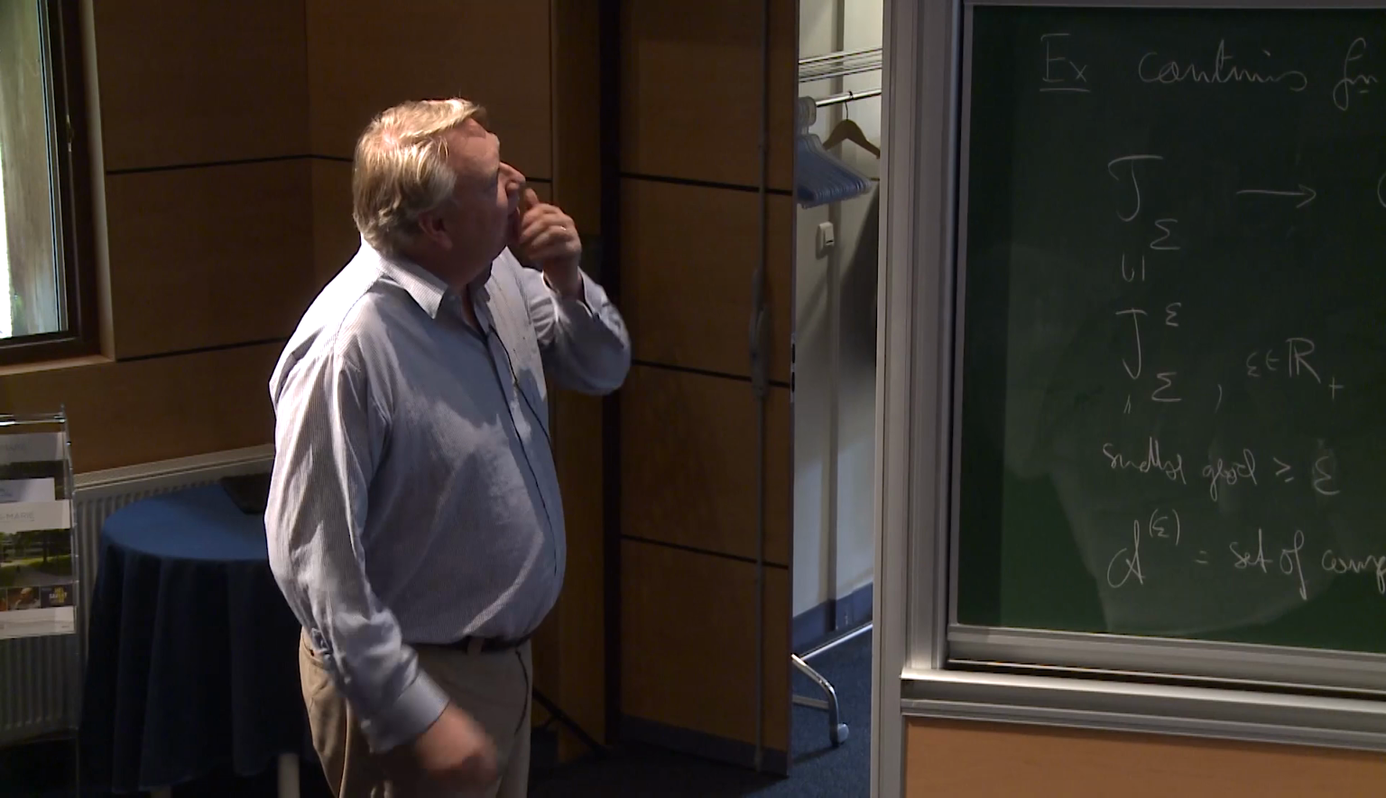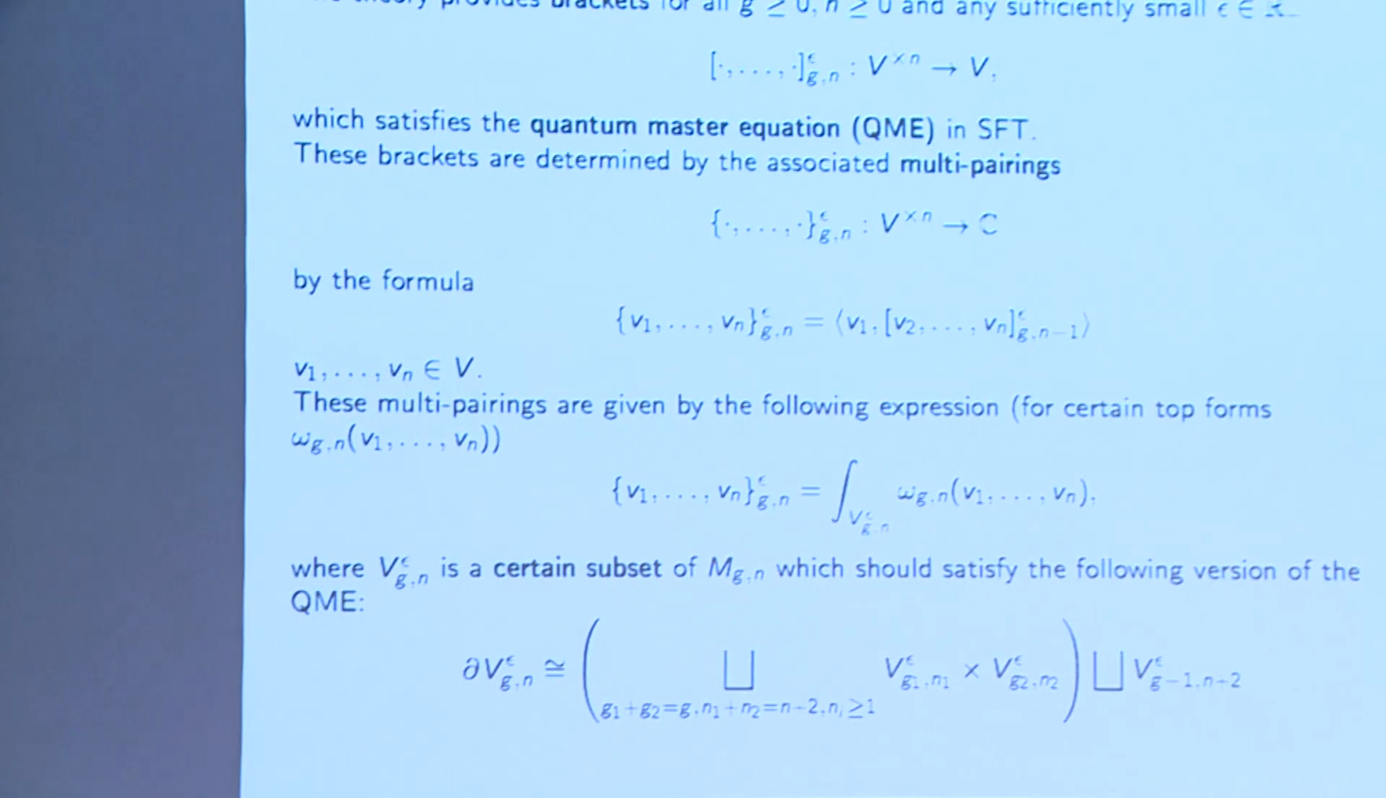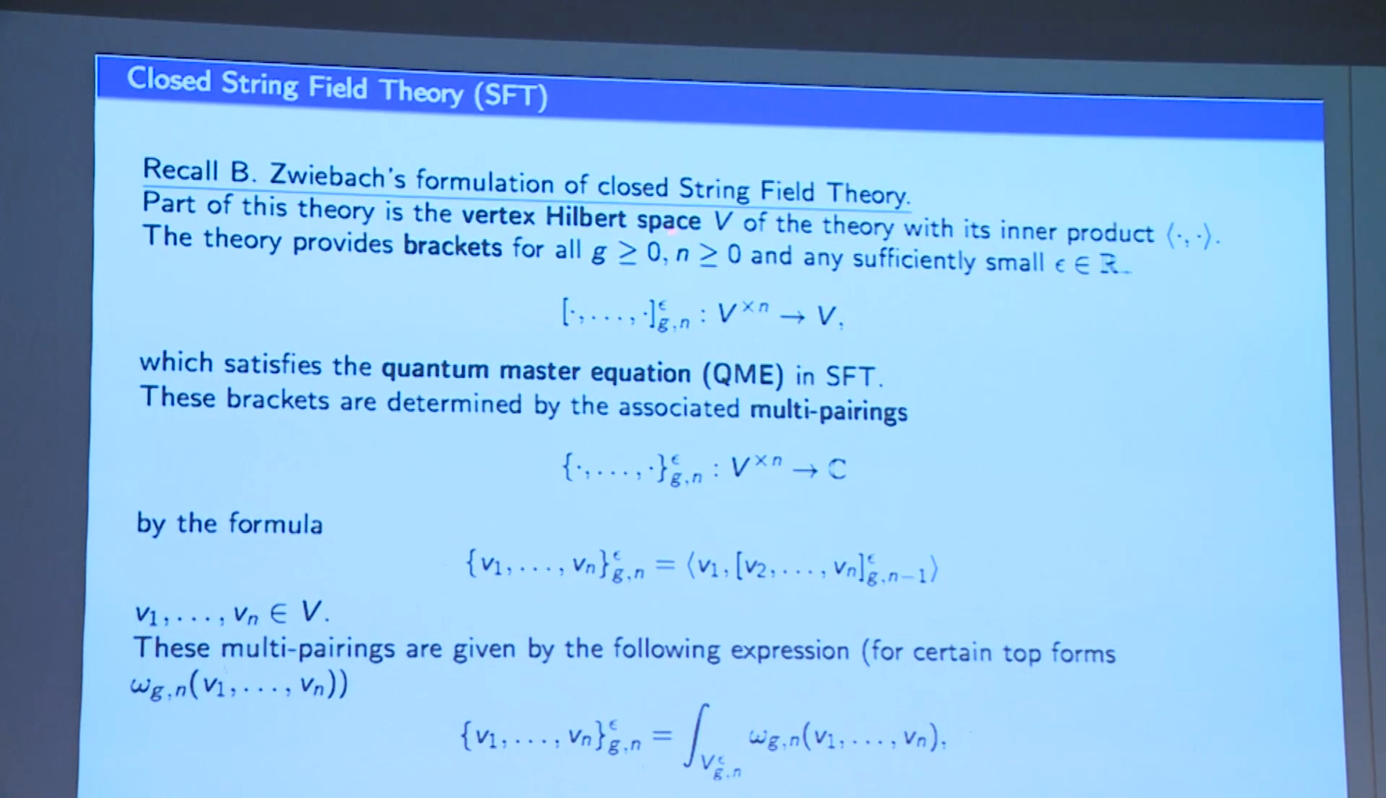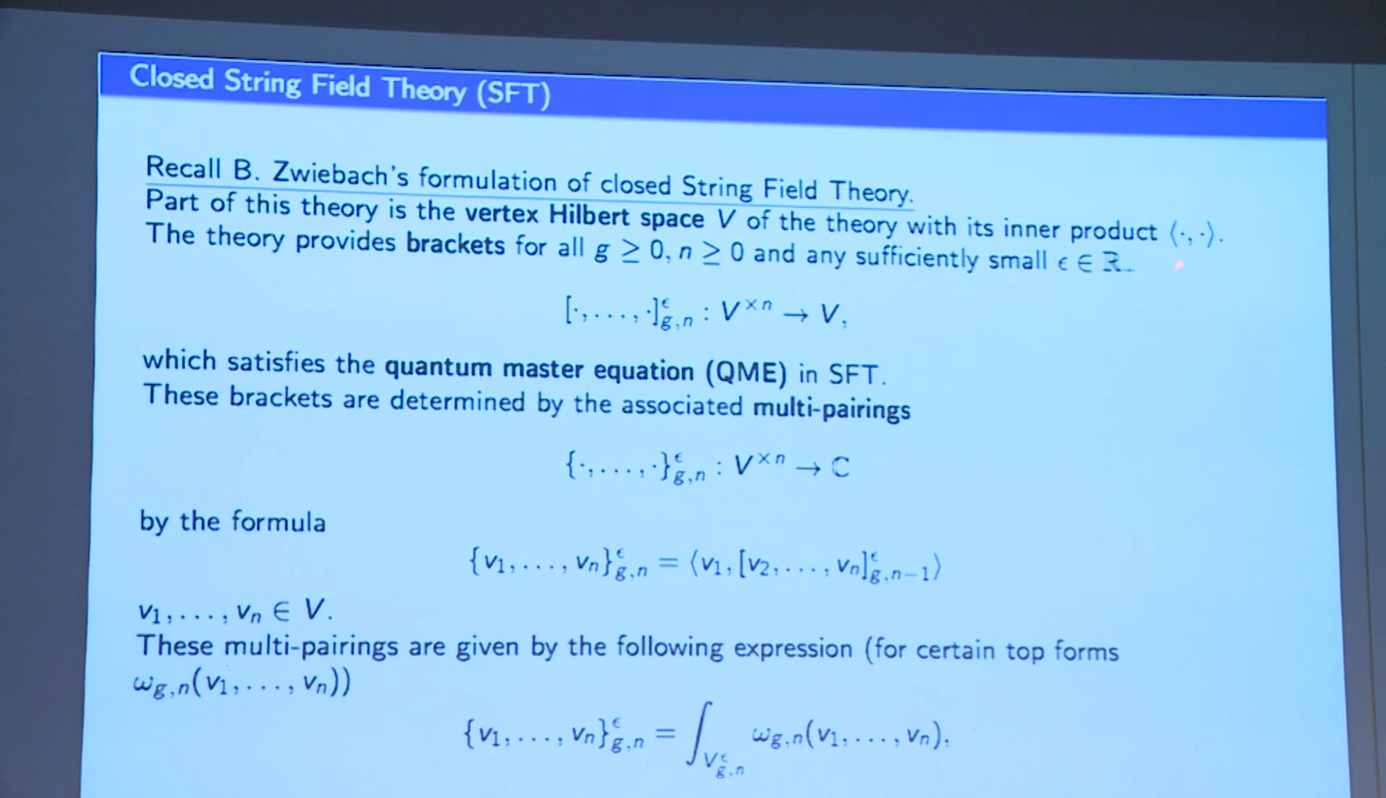So I just want to try to make some speculations about closed string field theory. In closed string field theory, you have a vertex Hilbert space, which comes from conformal field theory, right? And you have an inner product on it. And the whole key about this is that this theory provides you with brackets, which are indexed by g and n, and some positive real epsilon, which are multilinear brackets from V to the n to V. And all of these brackets should satisfy the quantum master equation.